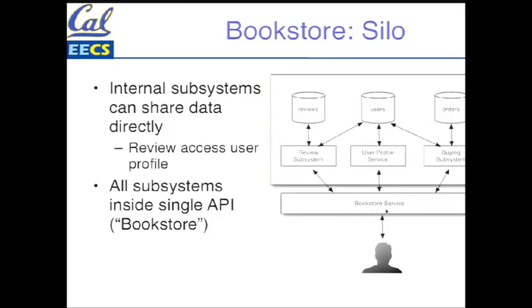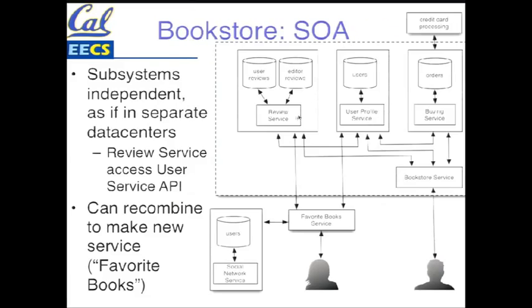What would a service-oriented architecture look like for that? Now, these 3 things are separate systems. The review service, the user profile service, the buying service. You see that we were able to plug into another service that wasn't actually part of the original one, which is credit card processing. And this is the bookstore service, and this dotted line is kind of the app.